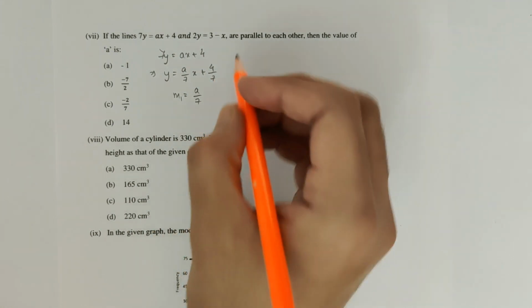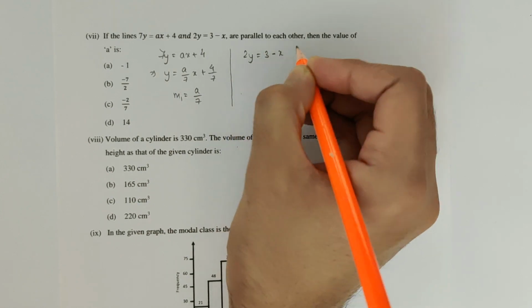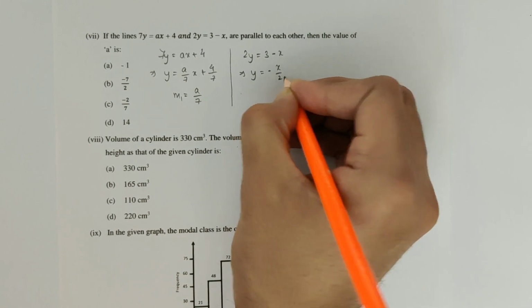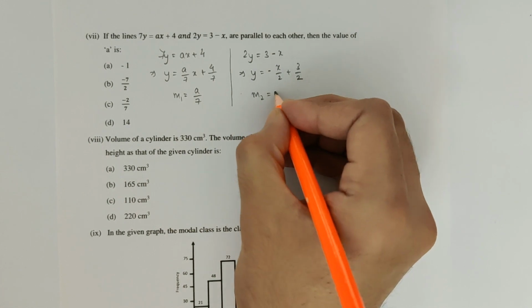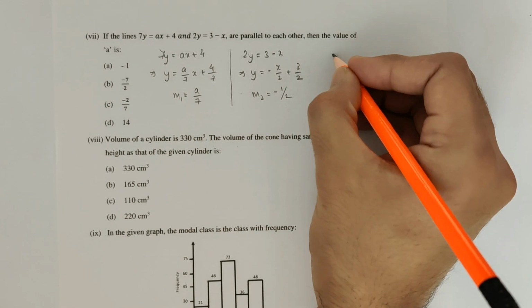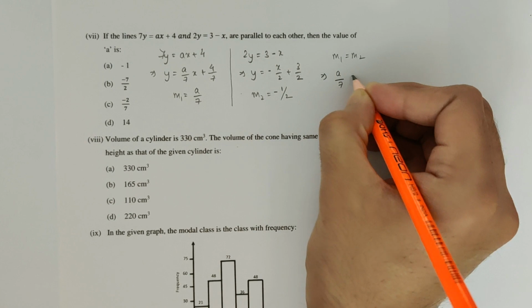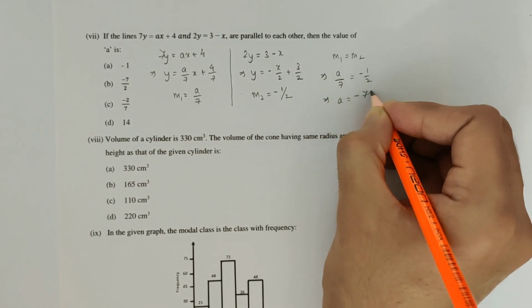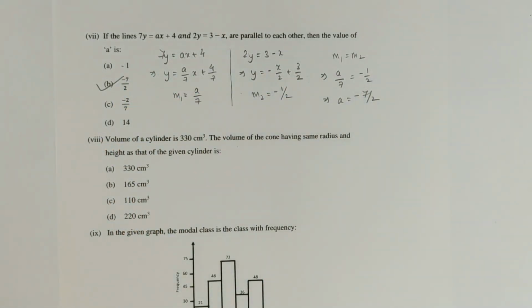For the second line we have 2y = 3 - x. Therefore y = -x/2 + 3/2. Therefore m2 over here is minus half. And we know for parallel lines m1 is equal to m2. Therefore a by 7 is equal to minus half. Therefore a is equal to minus 7 by 2. Hence option B, minus 7 by 2 is correct.